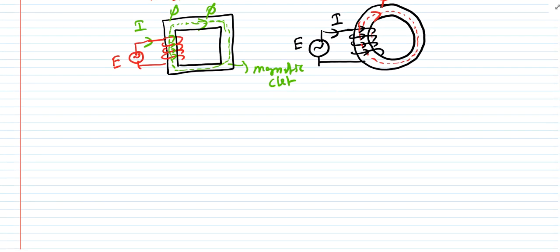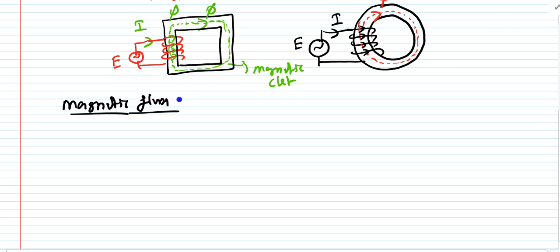Now we'll talk about some important terminology in the magnetic circuit. The first terminology we're going to talk about is the magnetic flux. Phi is called the magnetic flux, and the unit for magnetic flux is the Weber. This is well known to everyone.